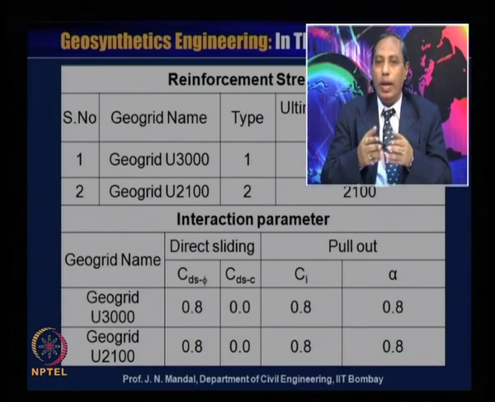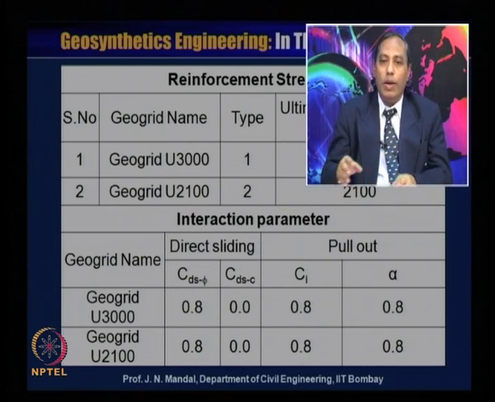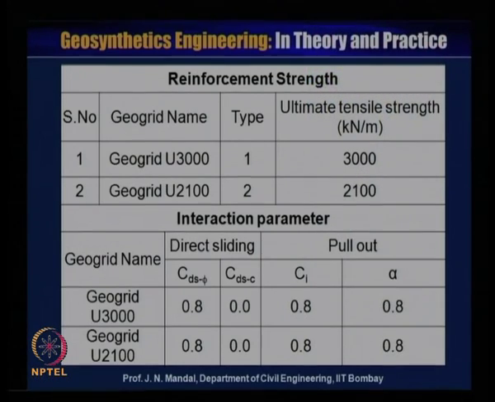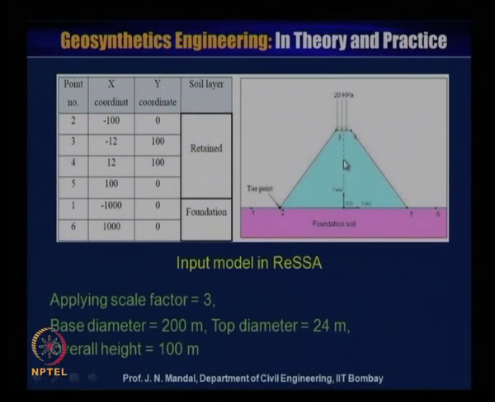You know what the alpha is, which I have already discussed earlier about the pull out test and how the alpha value can be used in case of the GeoGrid. So the alpha value for GeoGrid is considered 0.8. So this is the reinforcement strength and the interaction parameter for direct sliding and the pull out. Now, what should be the input model in RESA software? So, this is the model.